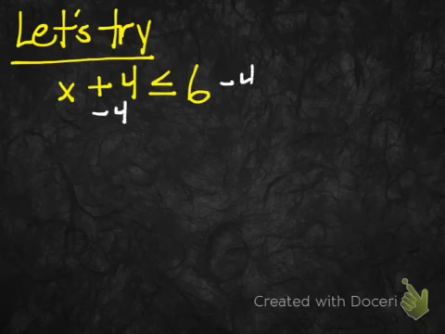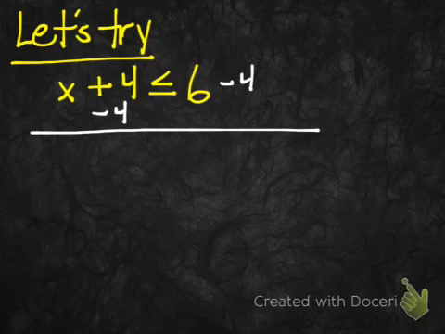Draw your line. Okay? Just like we did the last couple of days. On the left side, the 4's cancel out, and I get x. I still have that symbol, less than or equal to. And then 6 minus 4, I know, is 2. Okay? So that tells me what range my answers are going to be in. They're going to be less than or equal to 2.